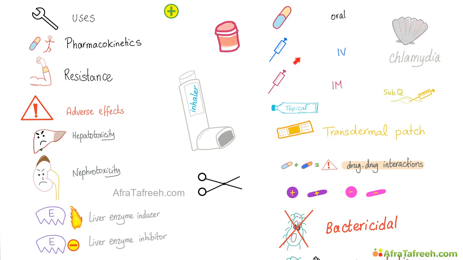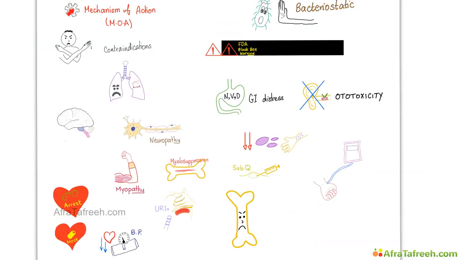This is an oral drug, that's an intravenous, that's an intramuscular. This is topical, this is transdermal. This one is subcutaneous. Drug-drug interaction. The scissors is for surgery. Mechanism of action, contraindications, respiratory depression, respiratory arrest, brain issues, neuropathy, myopathy, cardiac arrest, heart block, hypotension, upper respiratory infection, intravenous infusion, thrombocytopenia, nausea, vomiting, diarrhea, which is gastrointestinal distress, ototoxicity, and this means that a certain drug has FDA black box warning. A serious side effect is going to be written here.